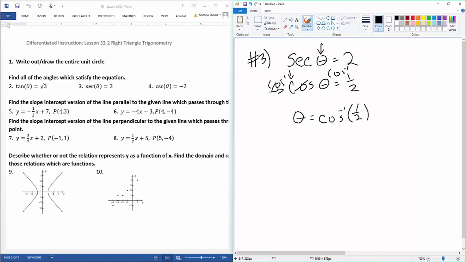And so now going through this entire list, cosine is going to be 1/2 here and here, so at pi thirds and at 5 pi thirds. So that's going to be my answer.